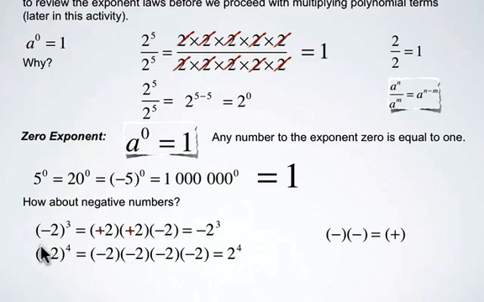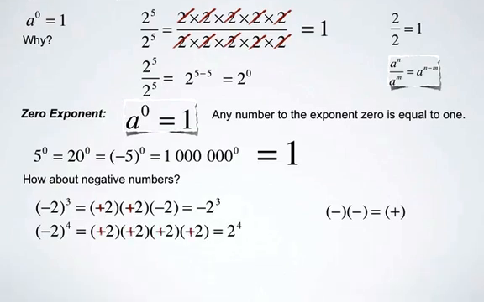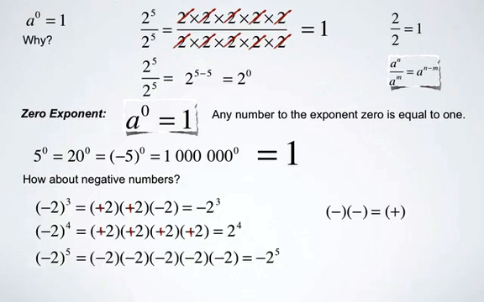If you have a negative base and an even exponent, you will get the same answer as the positive base to the same exponent, because we have two negatives there. We'll always have pairs, and all the negatives will cancel out to give positives.